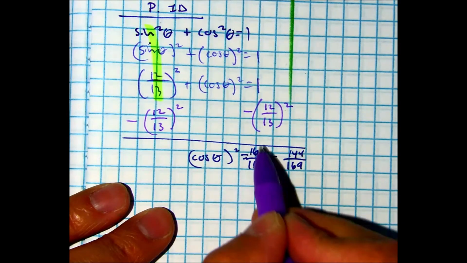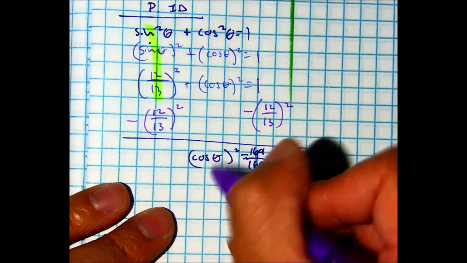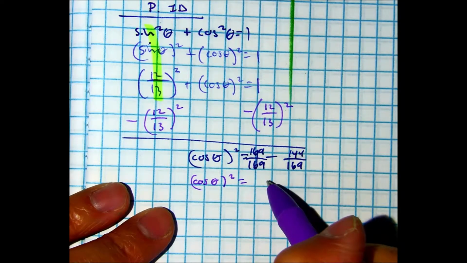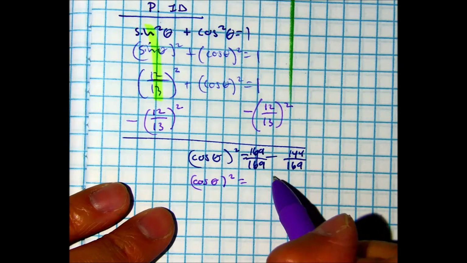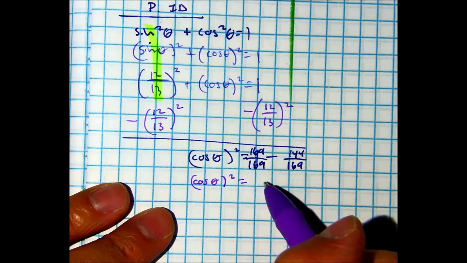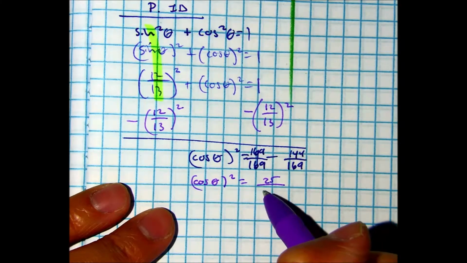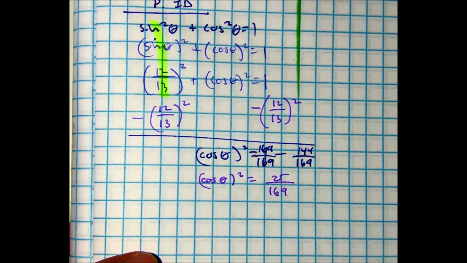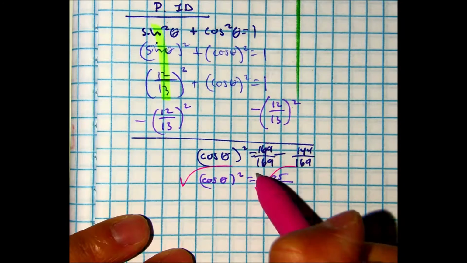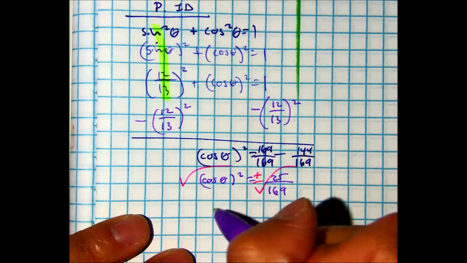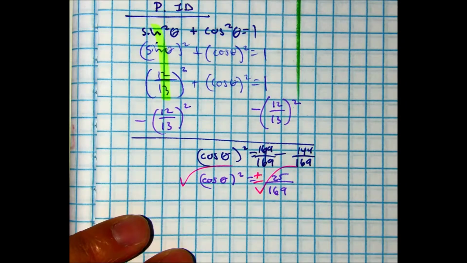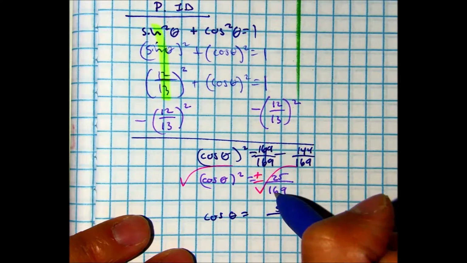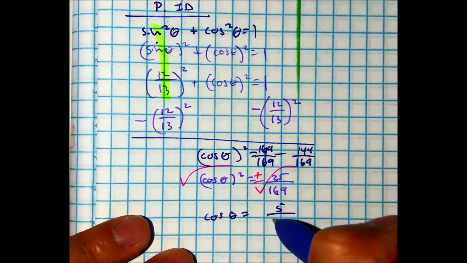So 1, put 1 over 1, and then multiply by 169 over 169. And then if you subtract there, what do you get? You get 25 over 169. Keep going. And then square root it. Correct. What do you get? 5 over 13. Square root of 25 is 5. Square root of 169, you said 13?